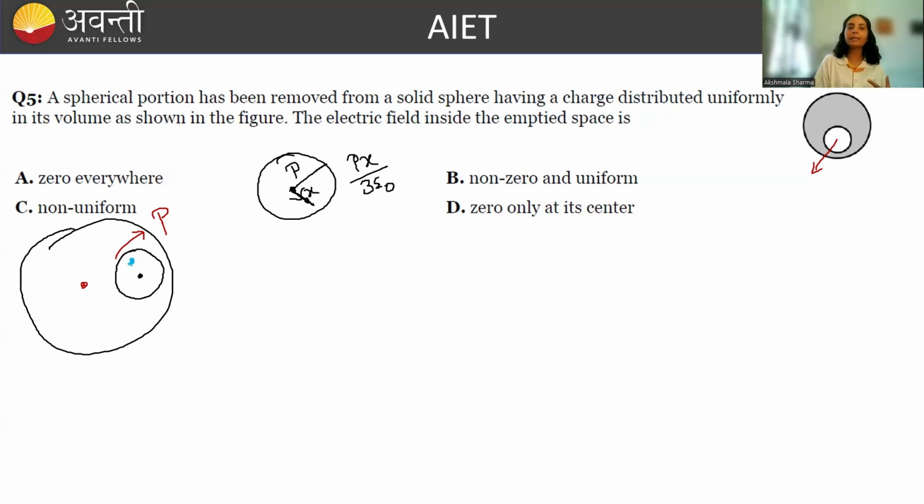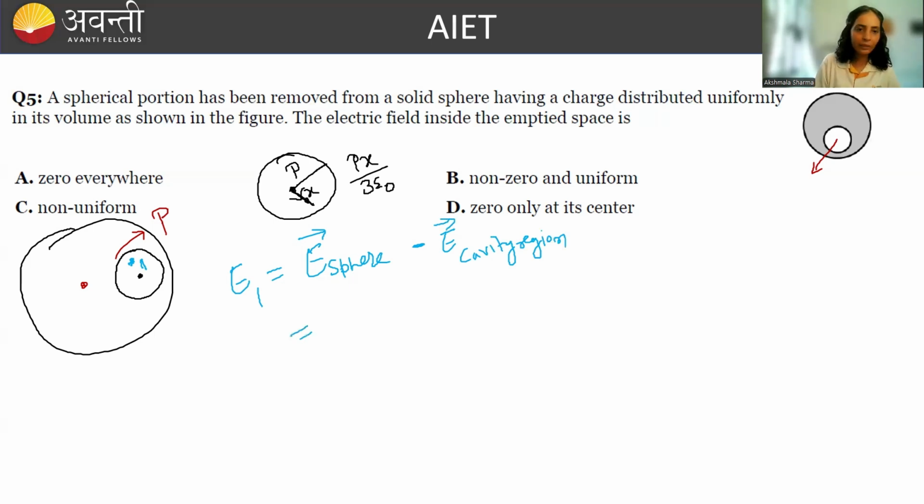Now how will we calculate the electric field inside the cavity? The electric field inside the cavity will be the electric field because of the whole sphere minus the electric field because of the charge in the cavity region. Initially, when there is no cavity, there will be a certain electric field at a point. When we remove the cavity, to calculate the electric field at point 1, we can take the electric field because of the whole sphere minus the electric field because of the cavity region, which was initially occupied by charge, right?